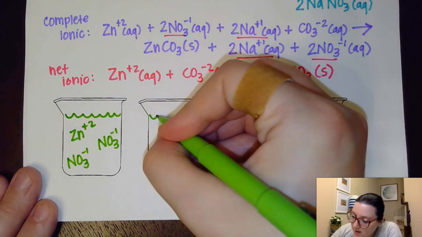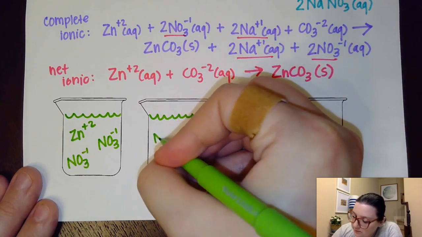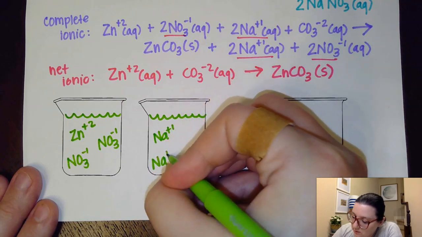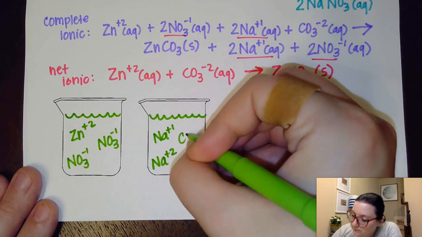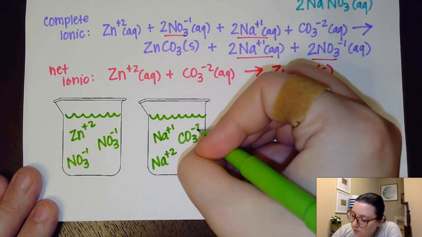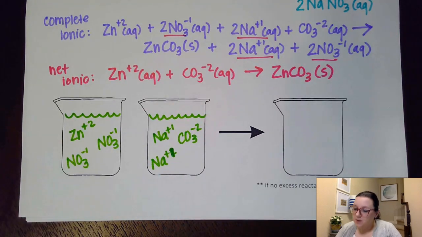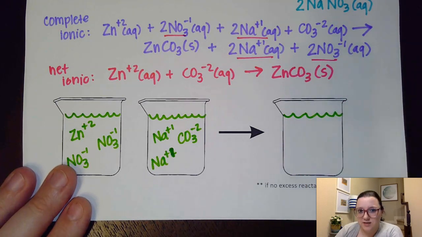Okay, so then my other beaker, I'm going to have sodium, and I'm going to have 2 of those, along with my 1 carbonate. Oops, I put the wrong charge there. There we go, we'll fix that. All right, so now in my final solution, here's where it gets kind of interesting.